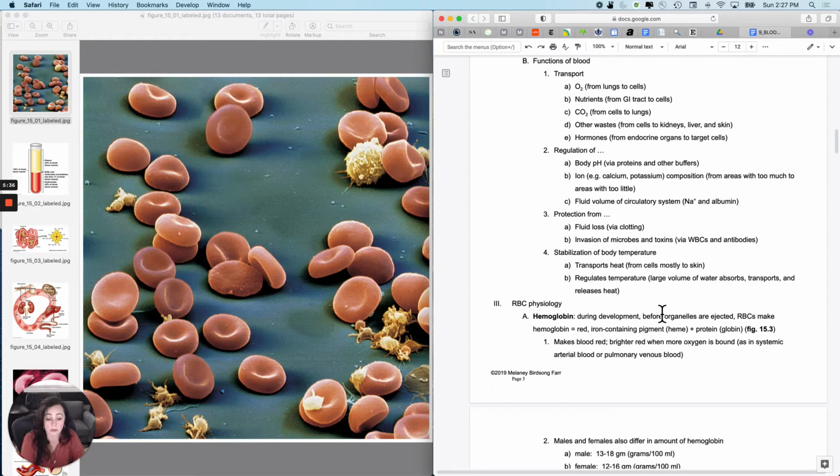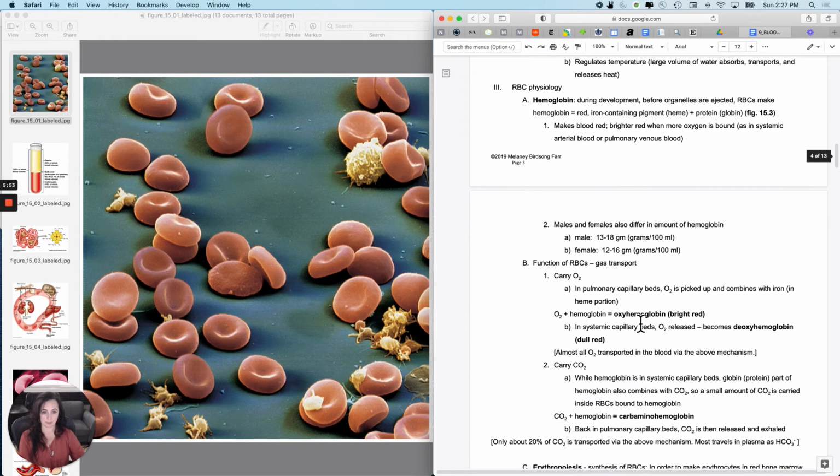And also because the blood plasma is largely water, you can form and break hydrogen bonds, and that's a way of managing temperature as well.